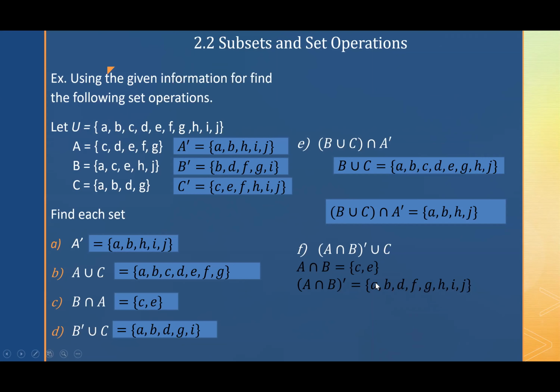Now they tell you to take that item that you just found, the complement of the intersection, and combine that with C, which in this case is just A, B, D, G. So I don't have any extra element to add, and the answer is just the same as this one here. Okay. So this is what we have in terms of 2.2, in terms of the operations.